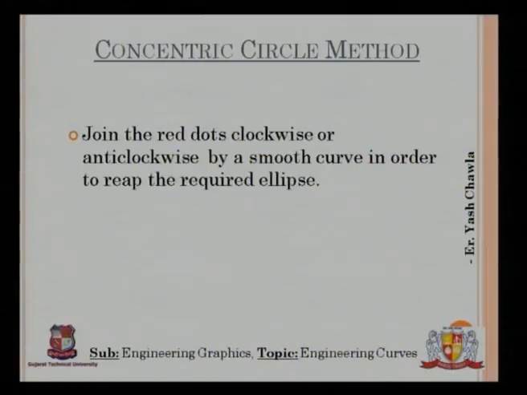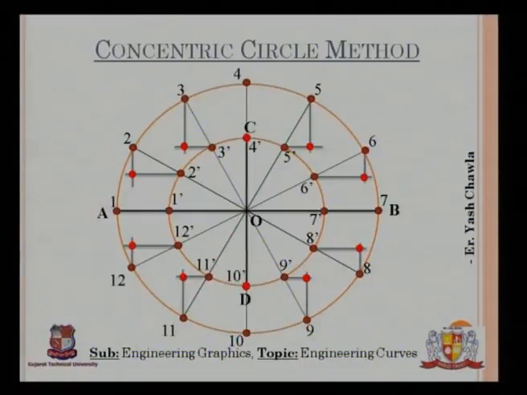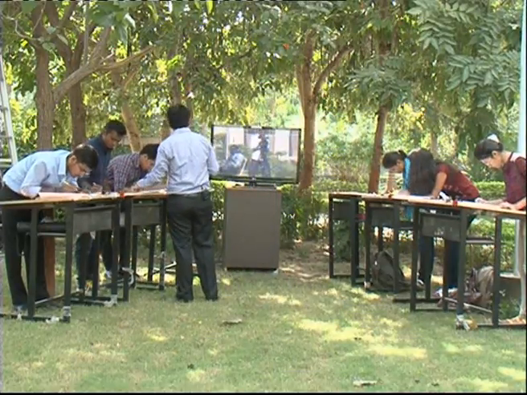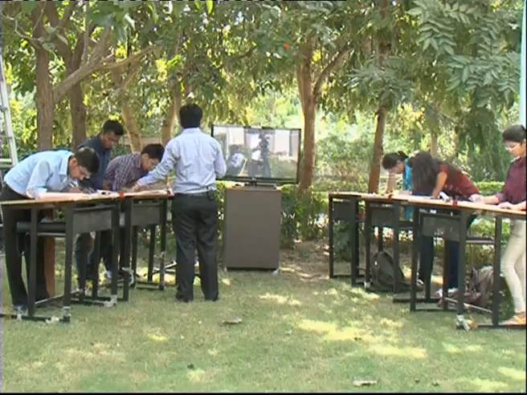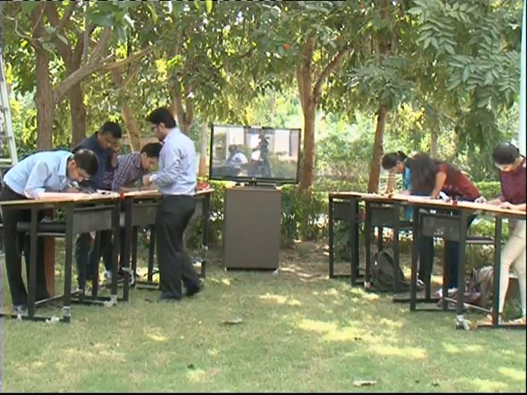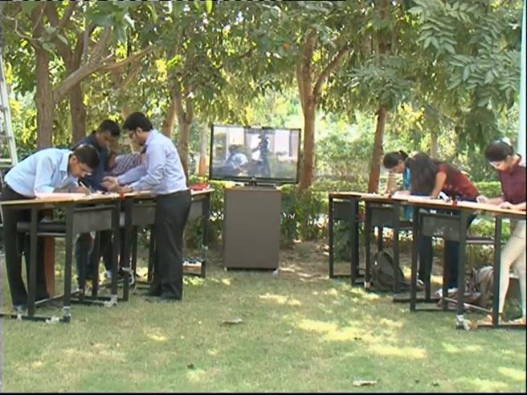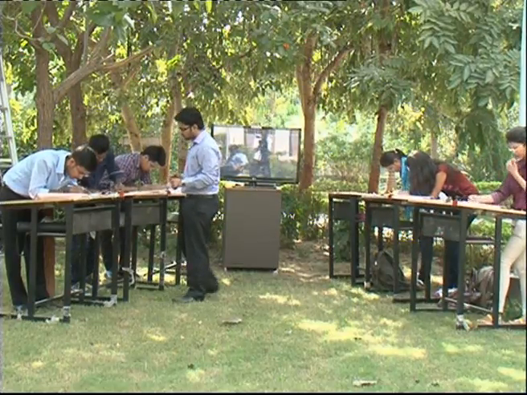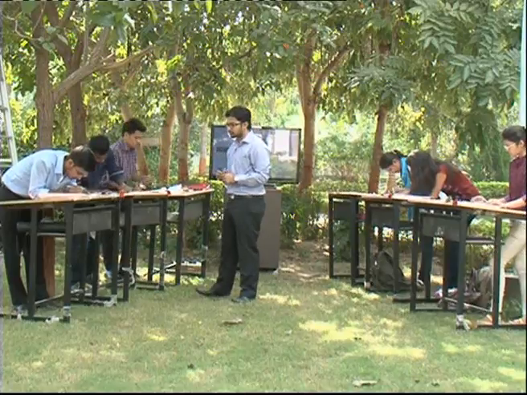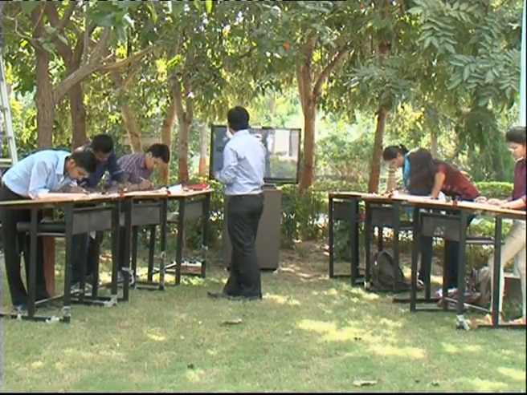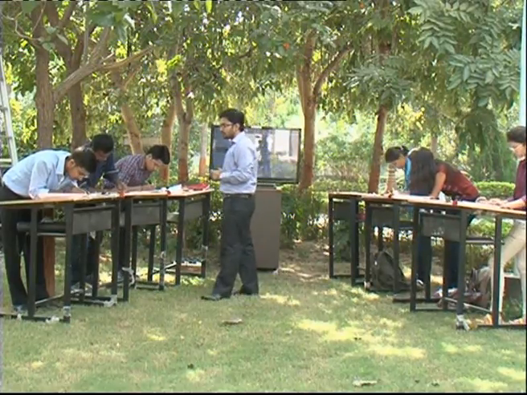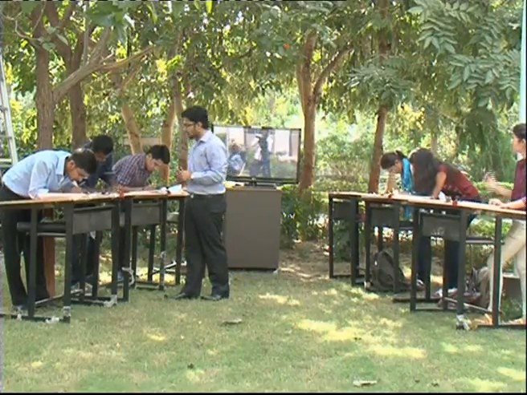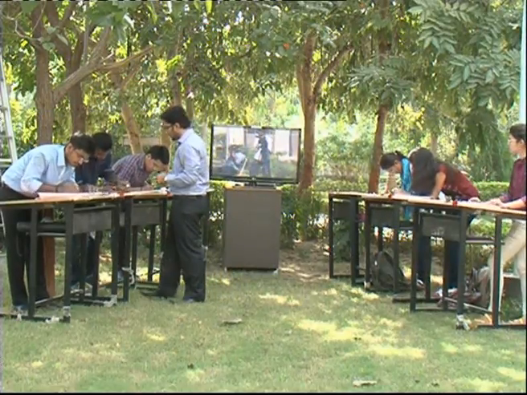Join the dots clockwise. For the viewers, a graphical representation is on the screen, and these curves have to be uniform. Rub it off. Once you join the points clockwise or anti-clockwise, we have the required ellipse.